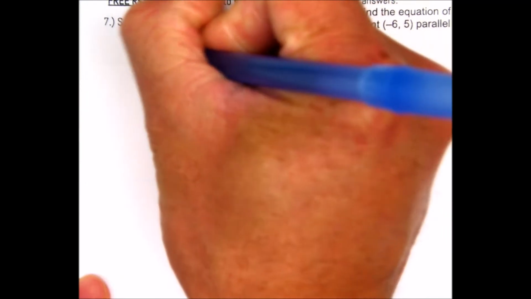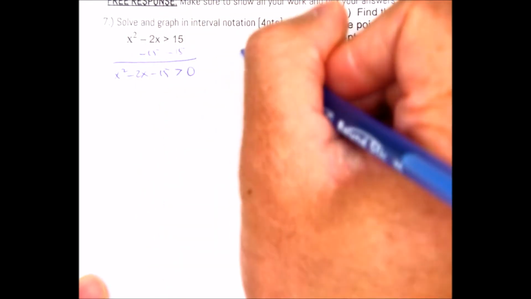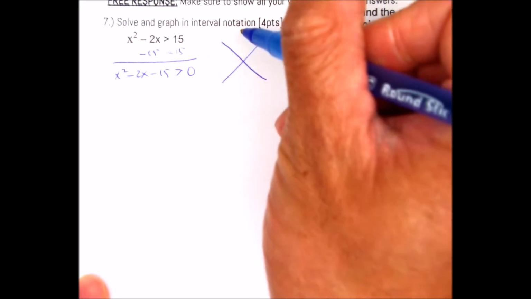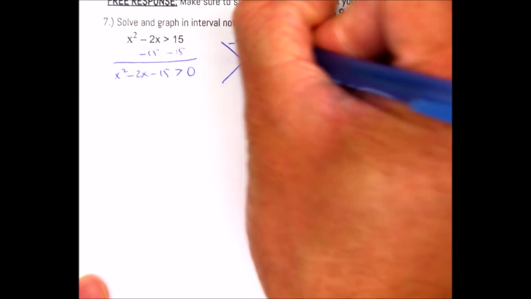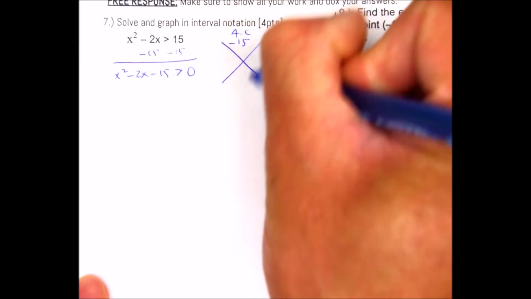Solve and graph in interval notation. So this is a quadratic, so I'm going to set it equal to 0. X squared minus 2x minus 15 greater than 0. I'm going to go ahead and try to factor this. So I get a times c is negative 15. My b value is negative 2. I can write out my factors here.